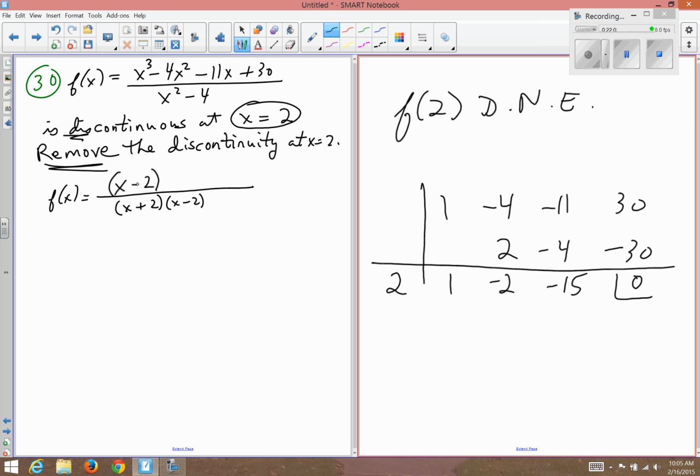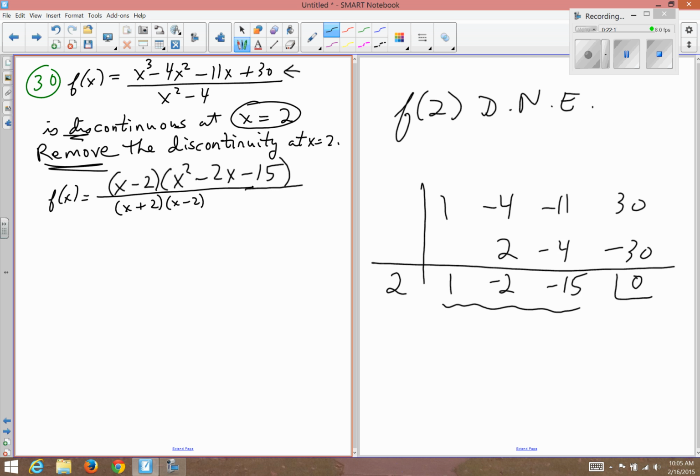That means this numerator right there is the same as x minus 2 times 1x squared minus 2x minus 15. So the function can be reduced to x squared minus 2x minus 15 over x plus 2.